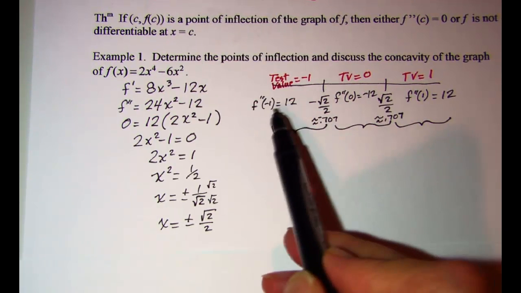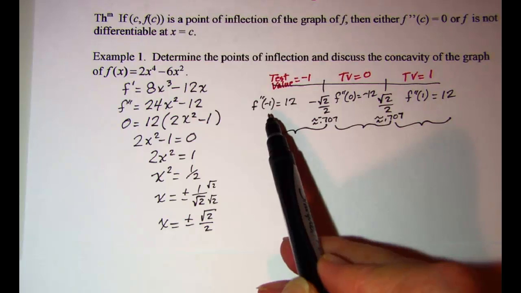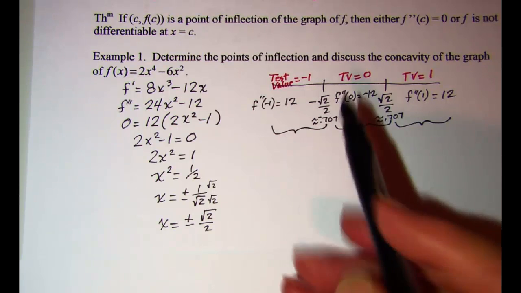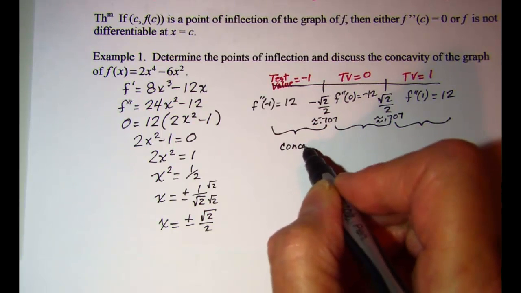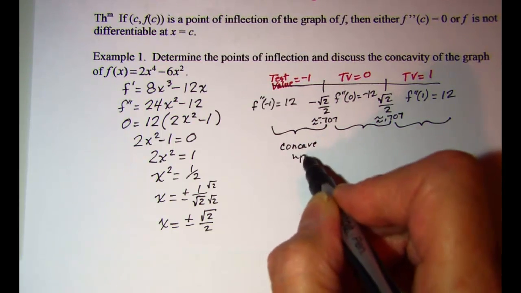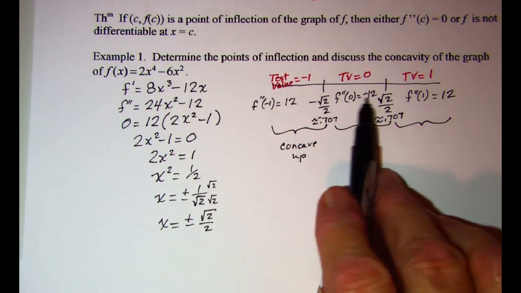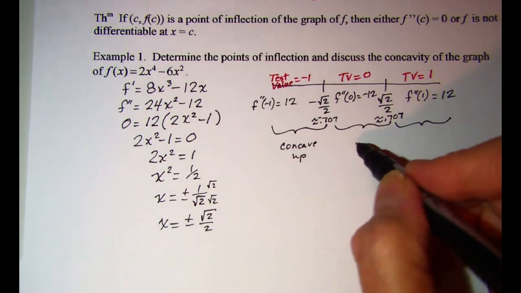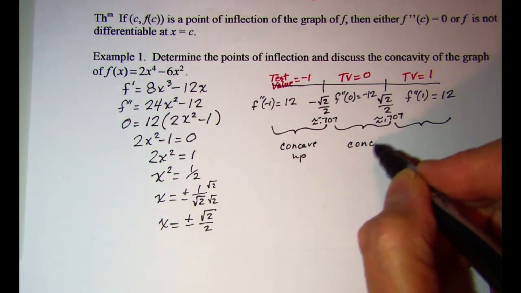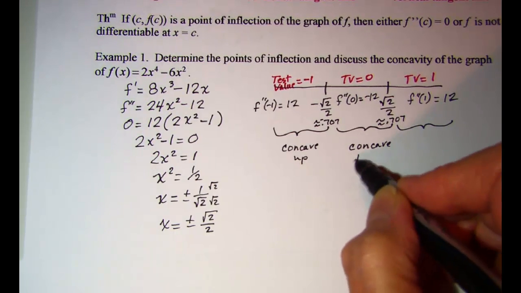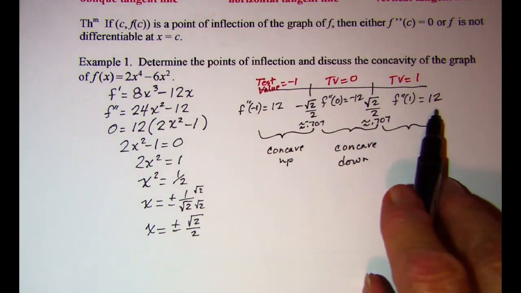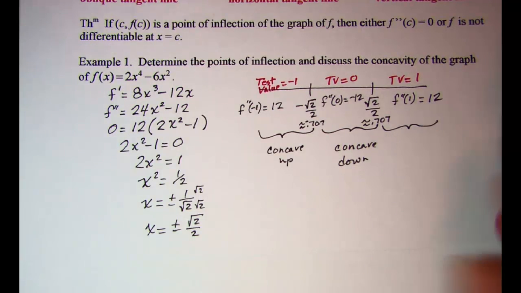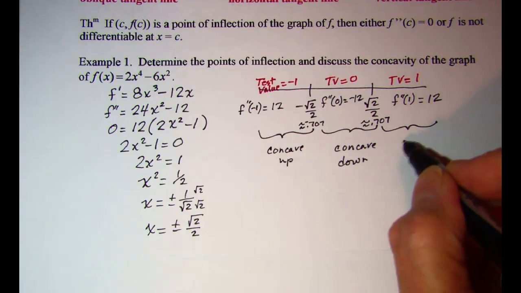So on this interval, our second derivative is +12. So this interval is concave up. On this interval, my second derivative is -12, so it's concave down. And on this interval, my second derivative is positive, so it's concave up.